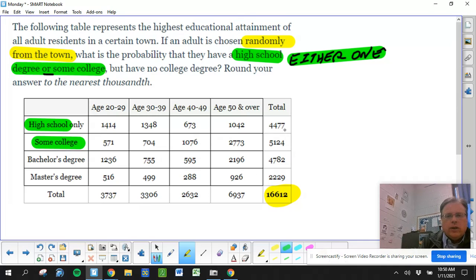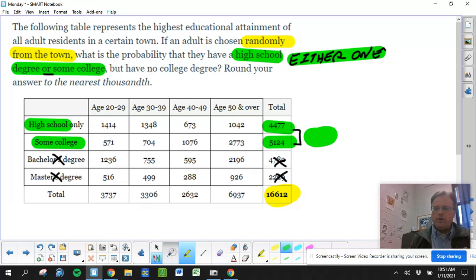So out of the whole town, let's see how these totals add up. The high school, there's a little over 4,000 of those, a little over 5,000 of some college, but no college degree. These are college degrees. See, it has the word degree. So we don't use those two. So what I'm looking at is these 2 green groups. And I'm going to, one more time, use a little green.